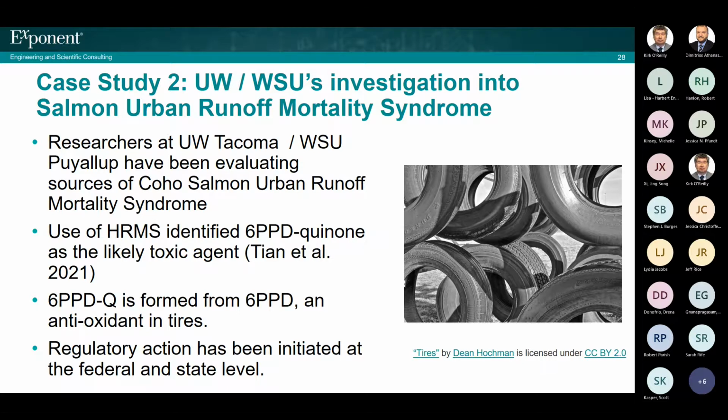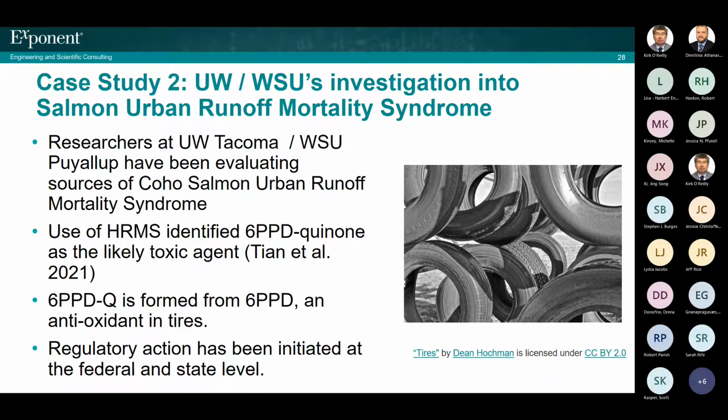But I want to briefly talk about this new case. The first paper on this was published early last year, and it's kind of been exploding. I'll have the researchers' names later at the end so you can contact them directly for information. It's the Center for Urban Waters, a collaboration between UW-Tacoma, Washington State, and Puyallup. They've been trying to understand this salmon urban runoff mortality syndrome.